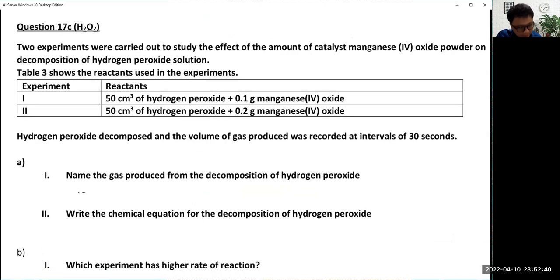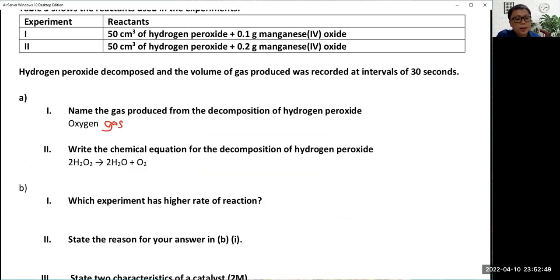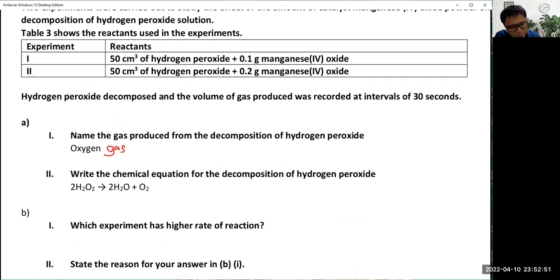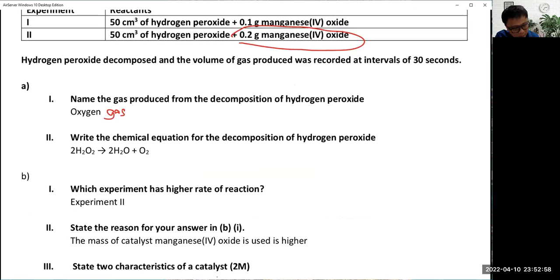Okay, so we look at the gas coming out. Slightly change a bit, you need to write oxygen gas. Chemical equations, same chemical equation. Experiment with higher rate, you see, this one has more catalyst. So of course, the reaction will be higher. So the mass of the catalyst manganese(IV) oxide will be higher.